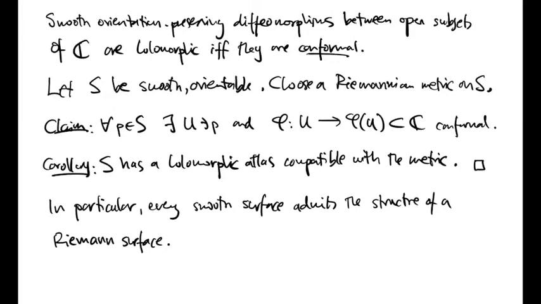Supposing we can do this for each point, then the collection of these conformal maps produces a holomorphic atlas on the surface S, compatible with the conformal structure coming from the metric. In particular, this would give a method to prove that every smooth surface admits the structure of a Riemann surface. In fact, we can always find such conformal local charts. Let's explain how.